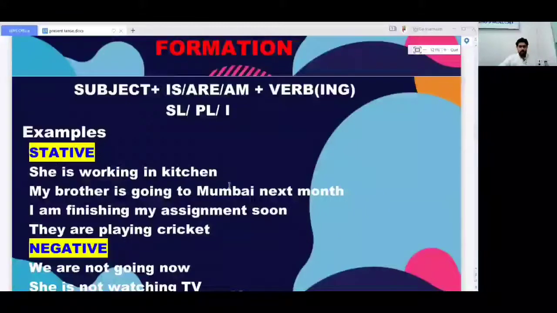Right, let's look at some examples here. Look at that. She is working in the kitchen. My brother is going to Mumbai next month. I'm finishing my assignment soon. They are playing cricket. Look at that. When the subject is she, the auxiliary verb is, and then the ing.